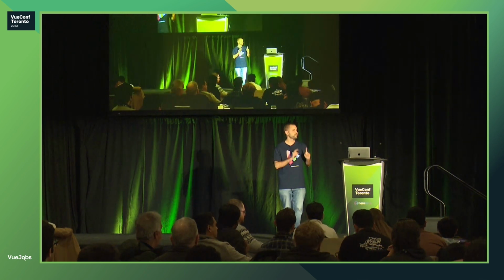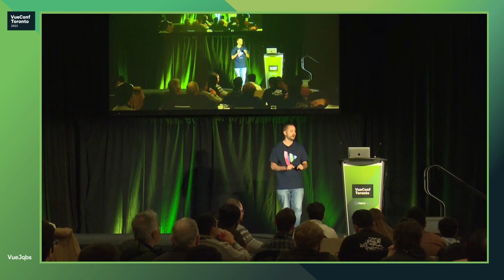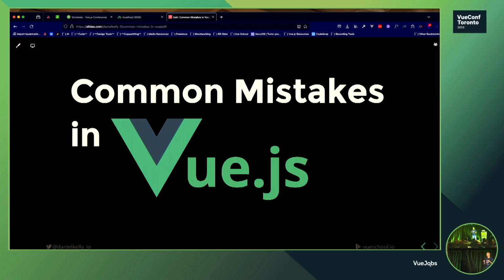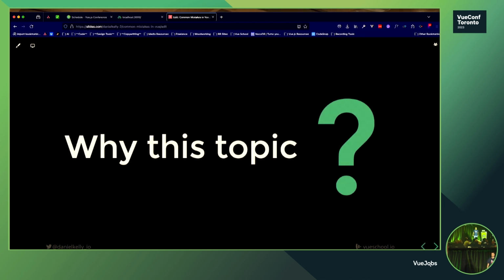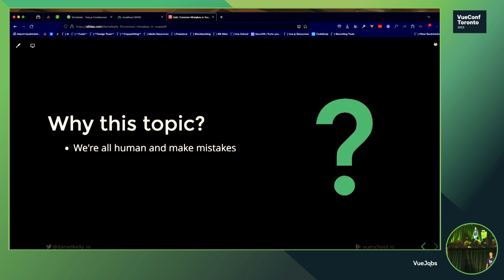Let's get on to the topic at hand, some common mistakes in Vue.js, and probably more importantly, how you can avoid them. So first of all, why did I choose to share this topic? Well, number one, we're all humans and we all make mistakes. So I figured this would be something we all had in common, right? That, and in the world of AI these days, I think it's really important actually to recognize that we're human.